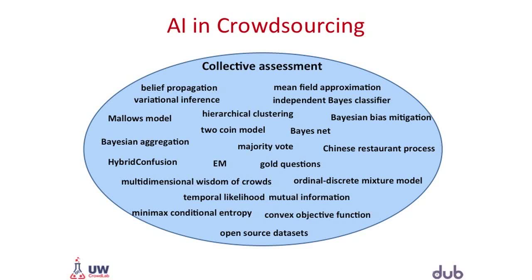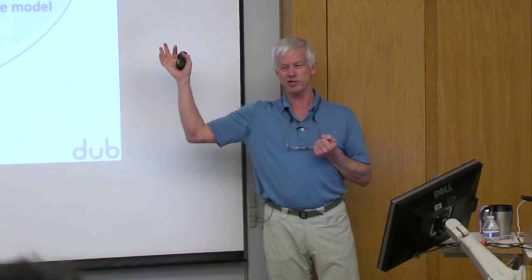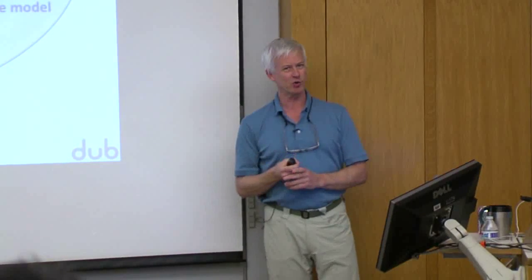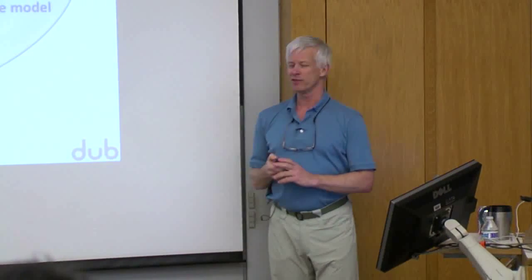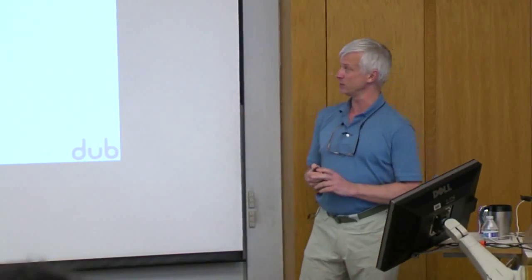Do something smarter than majority vote. This is called collective assessment. And we've seen techniques based on expectation maximization and Bayesian belief networks and Chinese restaurant processes, and lots and lots of papers actually written on this pretty simple problem. And it's actually really cool research, but there's so much more that AI can do than the techniques here.